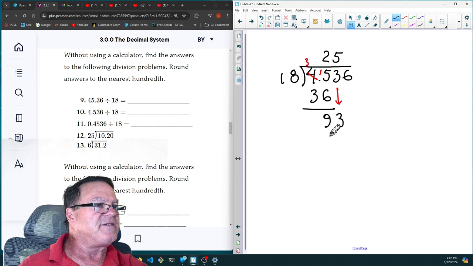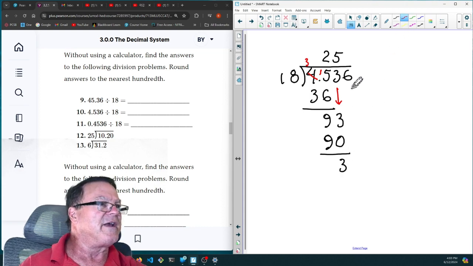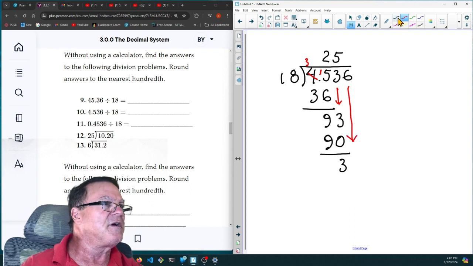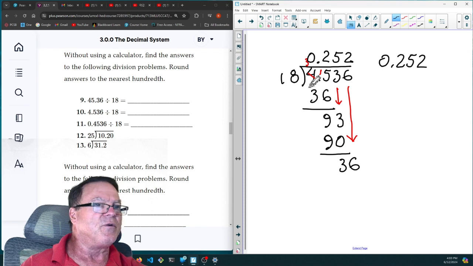And 18 times 5 is 90. 3 minus 0 is 3. And then we're going to bring down the 6. And 18 times 2 equals 36. Now here's my decimal point. So we're going to put our decimal point here. Our answer is 0.252. But what did they ask us to do? They said round your answer to the nearest hundredth. So this answer becomes 0.25. We're going to round that to the nearest hundredth. 0.25.